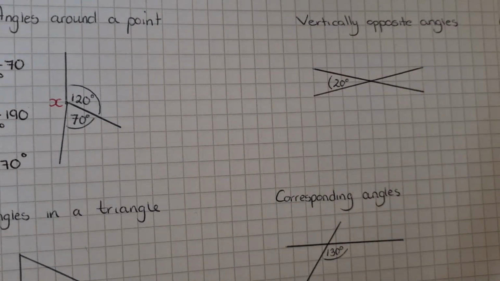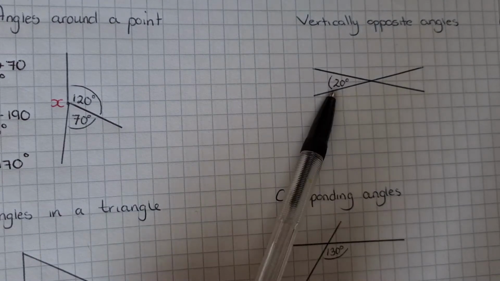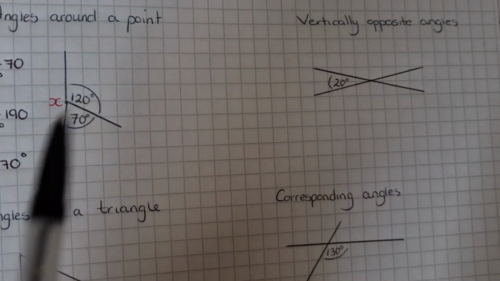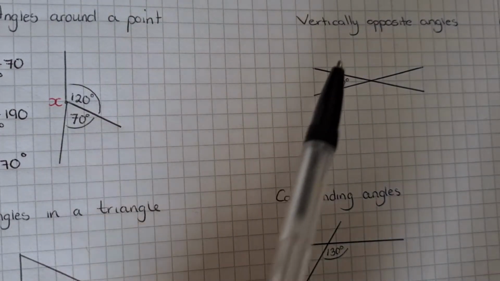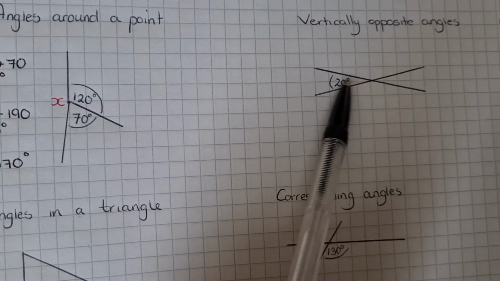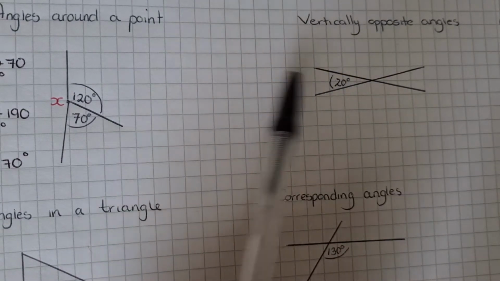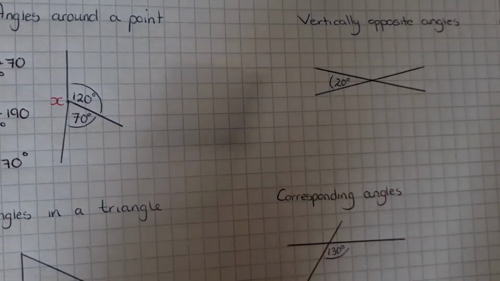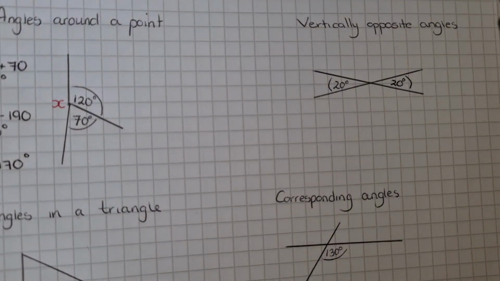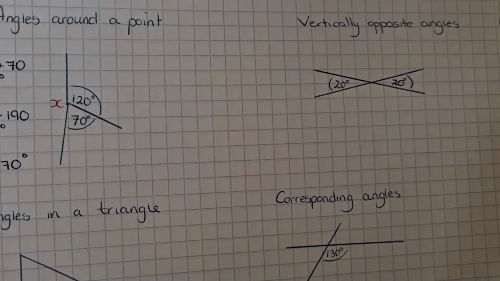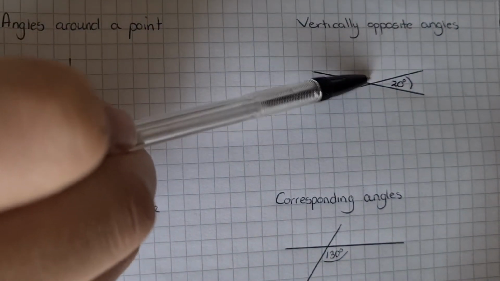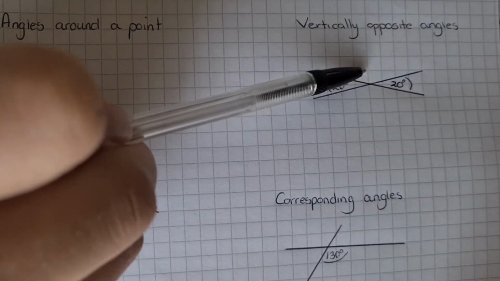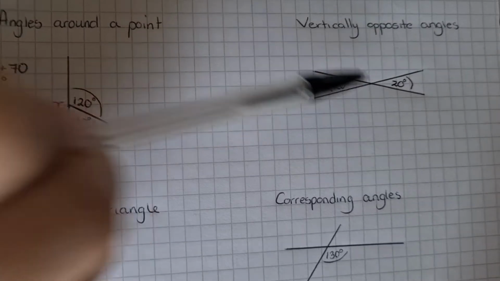Next, we're going to look at vertically opposite angles. So here we have a cross, and the important thing about vertically opposite angles is that if angles are opposite each other, they are the same, which means if this angle is 20, then this one in here is also going to be 20 degrees. The same for these two. Whatever size this angle is also going to be the same.